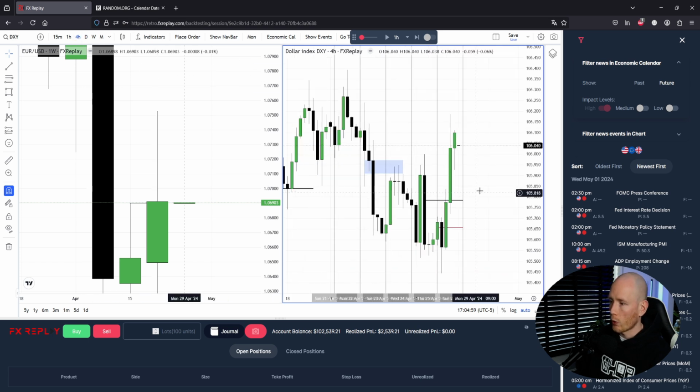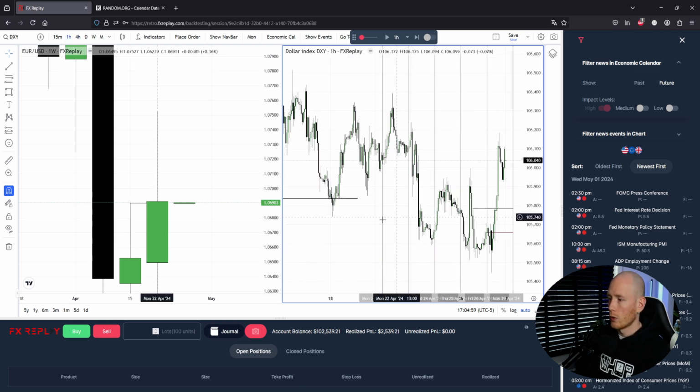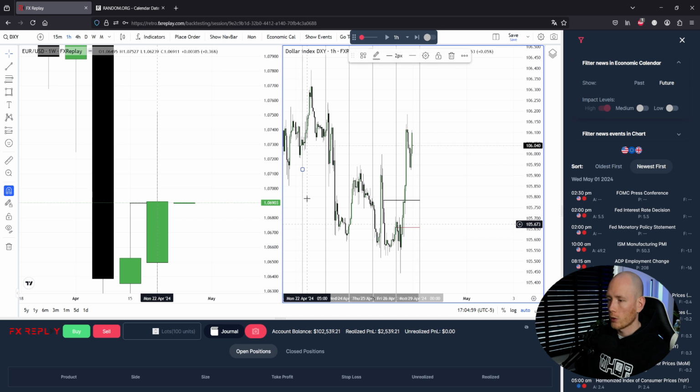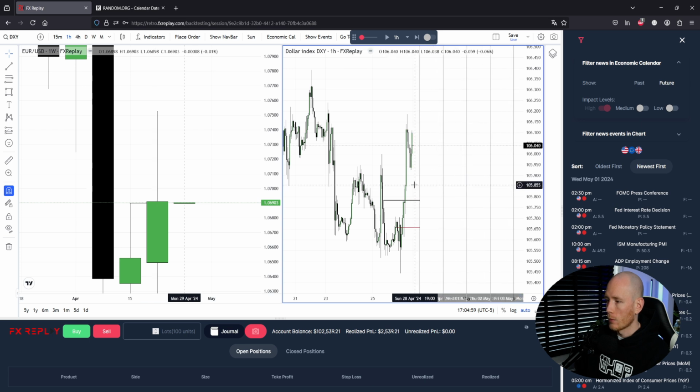Let's go to the 4-hour. Let's move all these lines into the next weekly. So now we can actually do this and then move it around. Oops. Right. Beautiful.